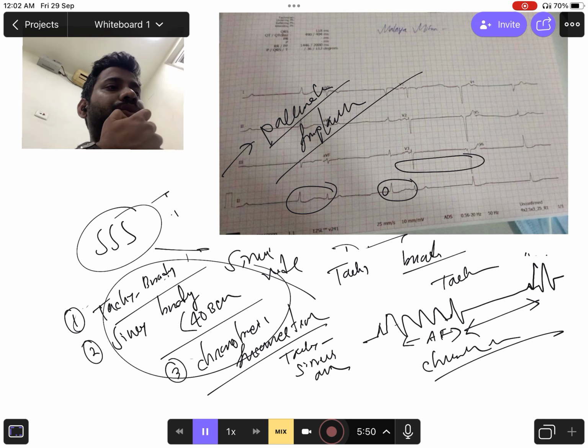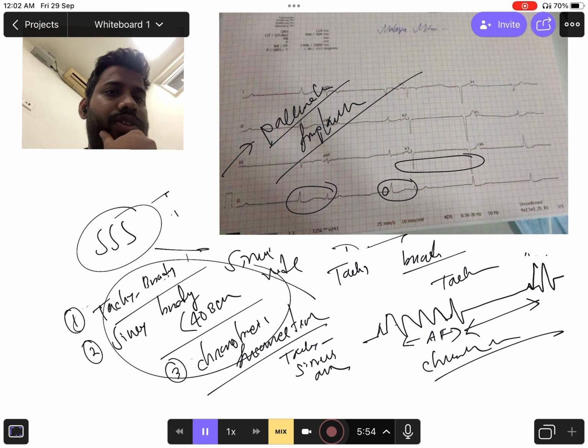The most common disturbed pattern is tachy-brady, and sick sinus syndrome is most commonly seen in older people, more than 65, more than 70 years. It is a definitive indication for pacemaker implantation.